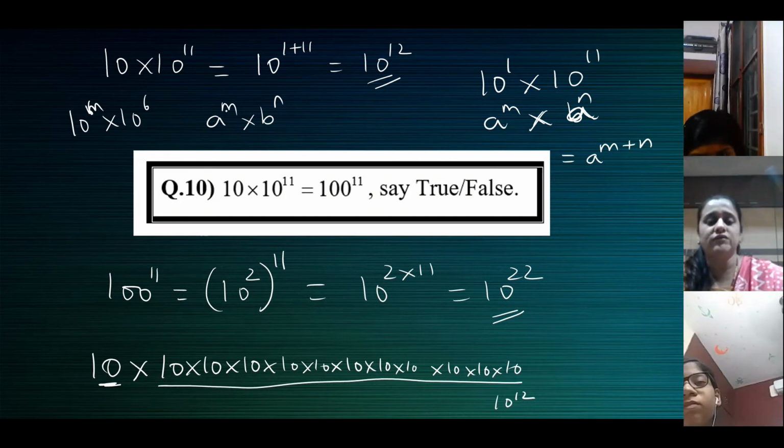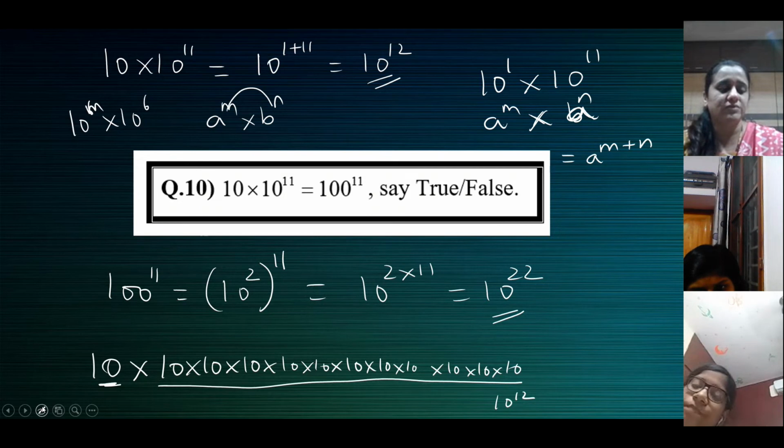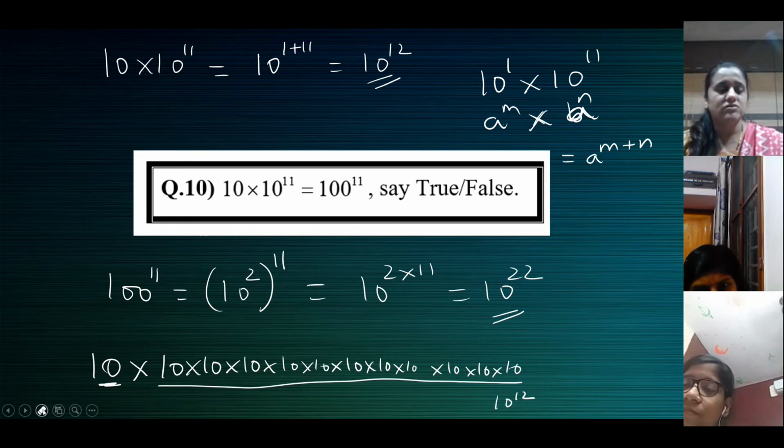When it holds good for different powers, it will hold good for the same powers also. So 10 to the power 6 into 10 to the power 6 means 10 multiplied with itself 6 times, and again 10 multiplied with itself 6 times. So in all, there are 12 tens. So 10 to the power 12. So that's what the rule says.